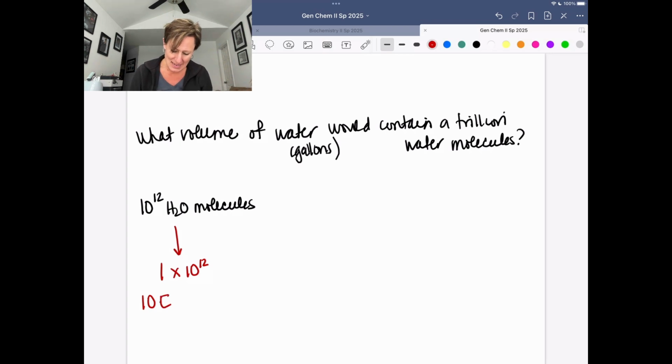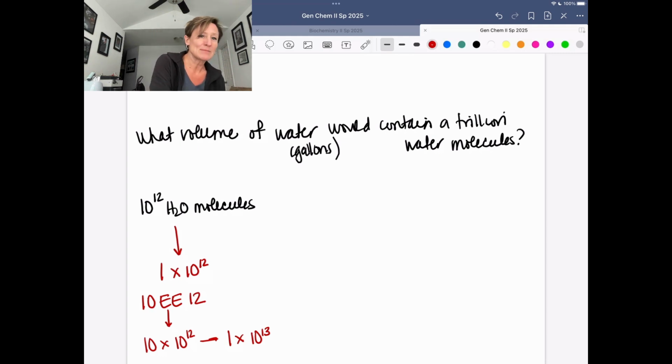I'm going to type in 10 EE 12. Don't do that. If you type this into your calculator, it's going to think you want 10 times 10 to the 12th, which is really 1 times 10 to the 13th. That is not the right math, okay? So if I'm typing this number in the right way, I'm going to say 1 times 10 to this, enter my exponent, and then say 12, okay?